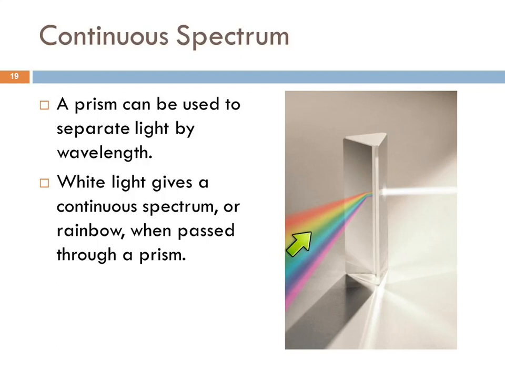And this is exactly the same thing that happens when we see a rainbow in the sky. The difference is that raindrops, little tiny droplets of water in the air, are causing this prism to happen and separating the wavelengths.